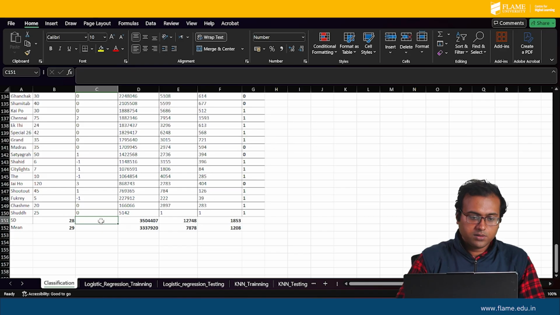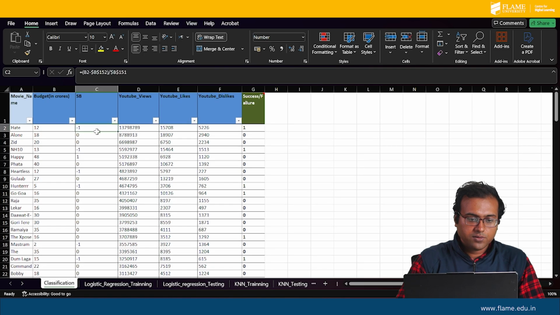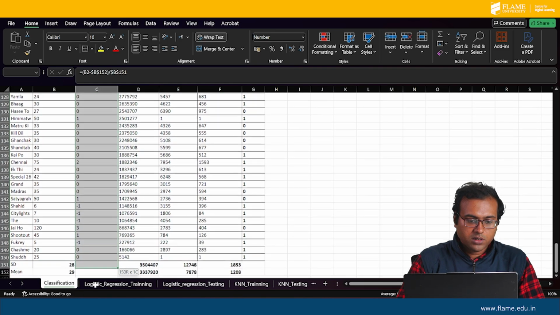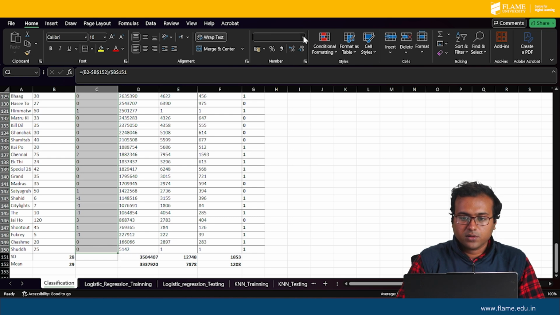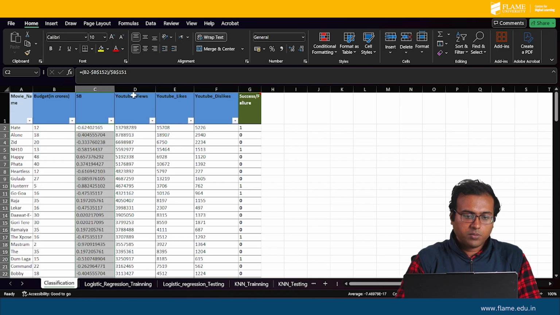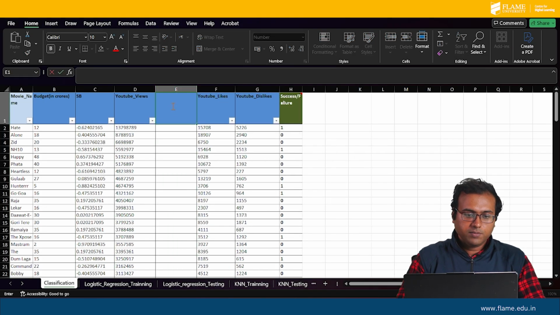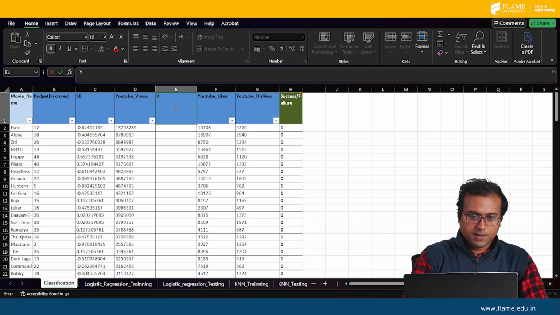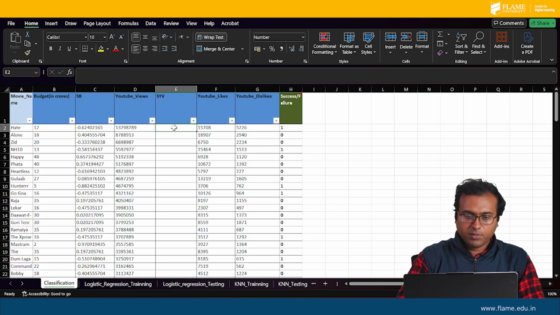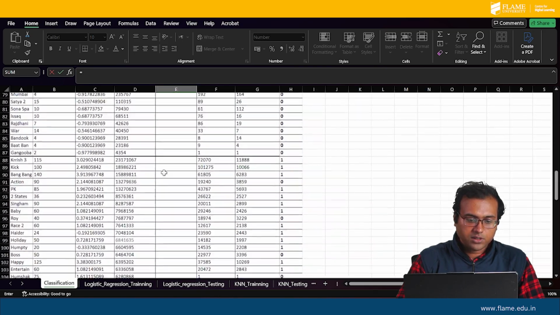This one is not required. Now we will change the cell format to number, or you can consider general also. General will show the numbers properly. Similarly we can treat YouTube views. We will create another column, standardized YouTube views, and again apply the same formula. Now we have to replace the standard deviation and mean for this column only.